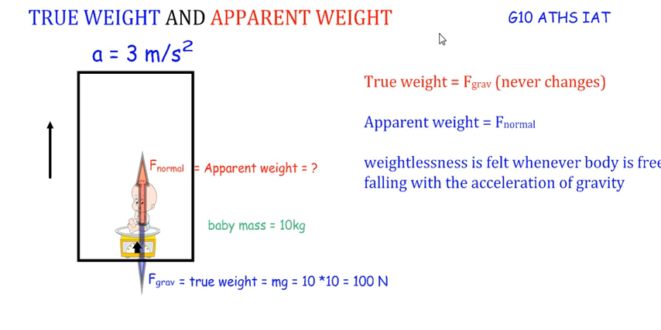So in summary, the true weight is the gravitational force, and that never changes on the surface of the Earth. The apparent weight is felt because of a normal reaction force, and so that can vary according to the state of motion of the body. And a special situation called weightlessness, which means that your apparent weight is zero, that is felt whenever the body is free falling with the acceleration of gravity.